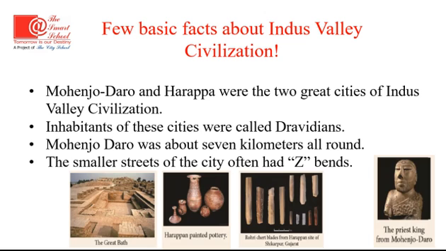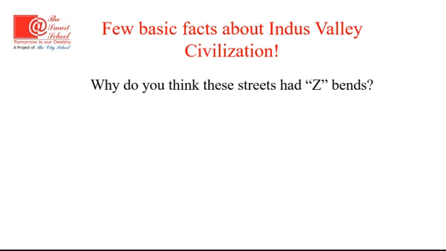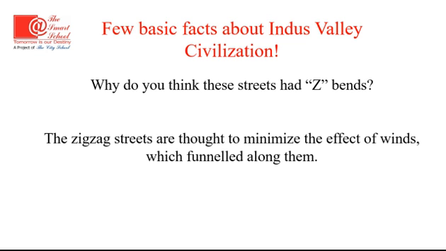So this is the extent of the Indus Valley civilization. Now let's see a few basic facts about the Indus Valley civilization. Mohenjo-daro and Harappa were the two great cities of Indus Valley civilization. Inhabitants of these cities were called Dravidians. Mohenjo-daro was about 7 kilometers all round, and the smaller streets of the city often had Z bends. Now, why do you think that the streets were zigzag or had a Z bend? Yes, the zigzag streets are thought to minimize the effect of winds which funneled along them.